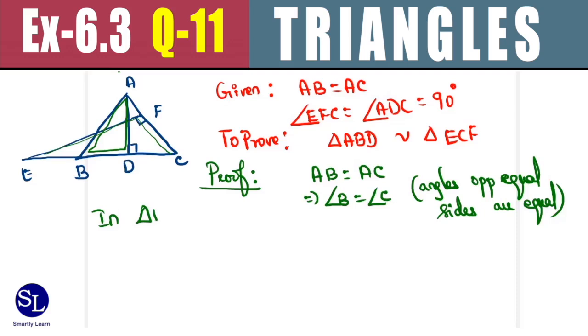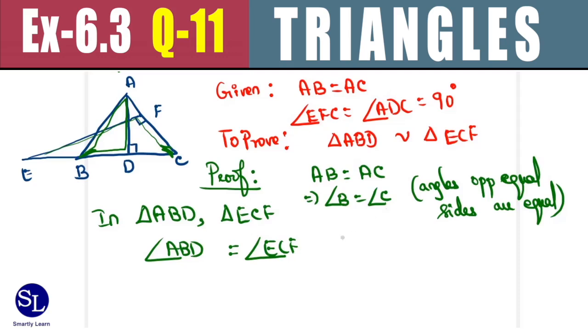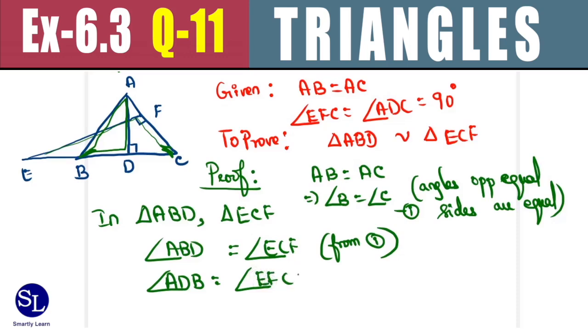So in triangle ABD and triangle ECF, what do we actually know? That angle ABD, which is this angle, will be equal to angle ECF. We are talking about this angle. That is what we have written here. So if I mark this as number 1, then I can simply say from 1. Then angle ADB will be equal to angle EFC, which is equal to 90 degrees. We did not say this, it was given to us, so we are listing the reason also.